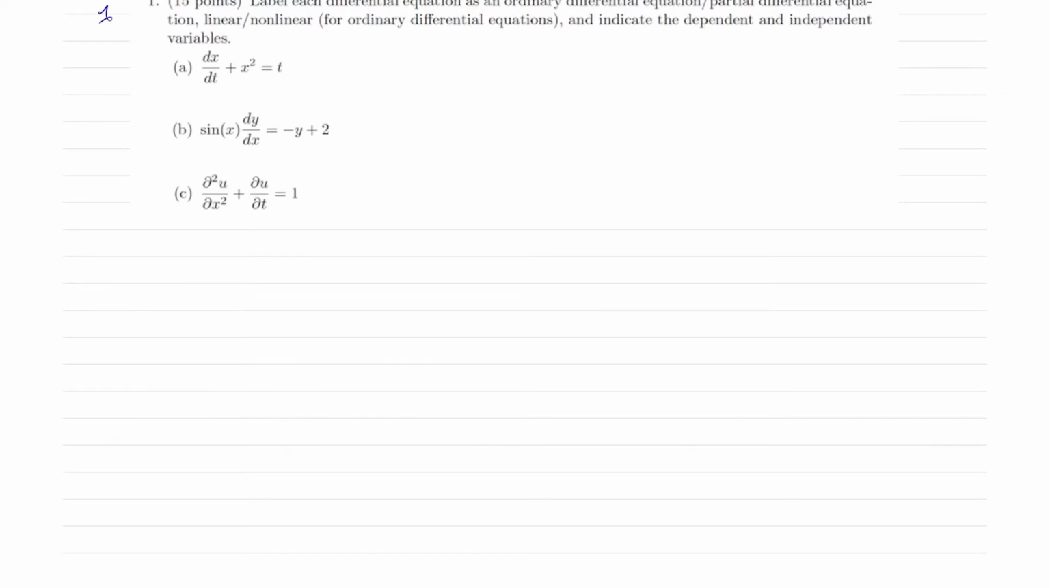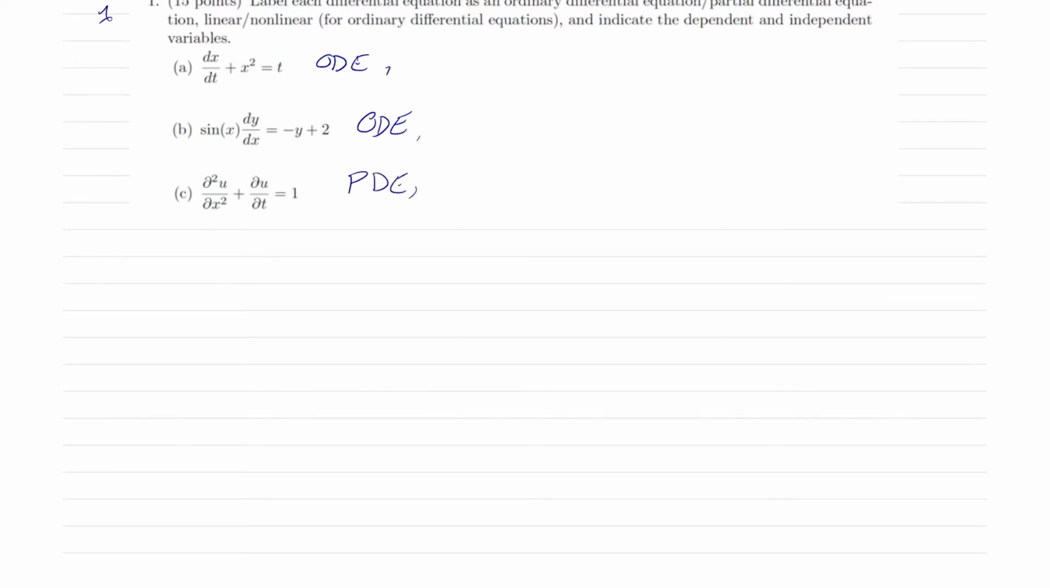variables. Okay, so to start off with, if we have only one independent variable, and independent variables appear here, here, here, and here. So the independent variable is what you take the derivative with respect to. Then that means that we have an ordinary differential equation. So A is an ordinary differential equation, B is an ordinary differential equation, and C has 2 independent variables, and so that is a partial differential equation.